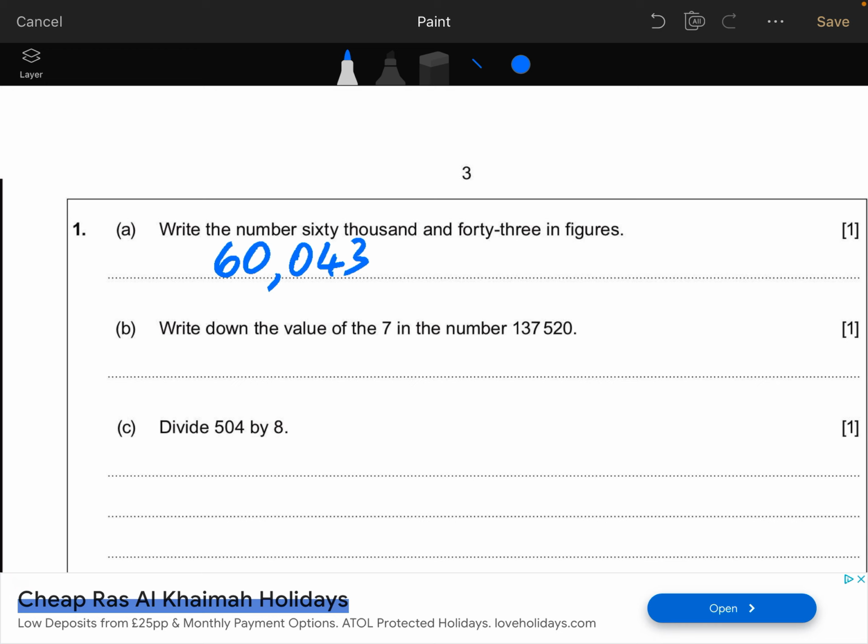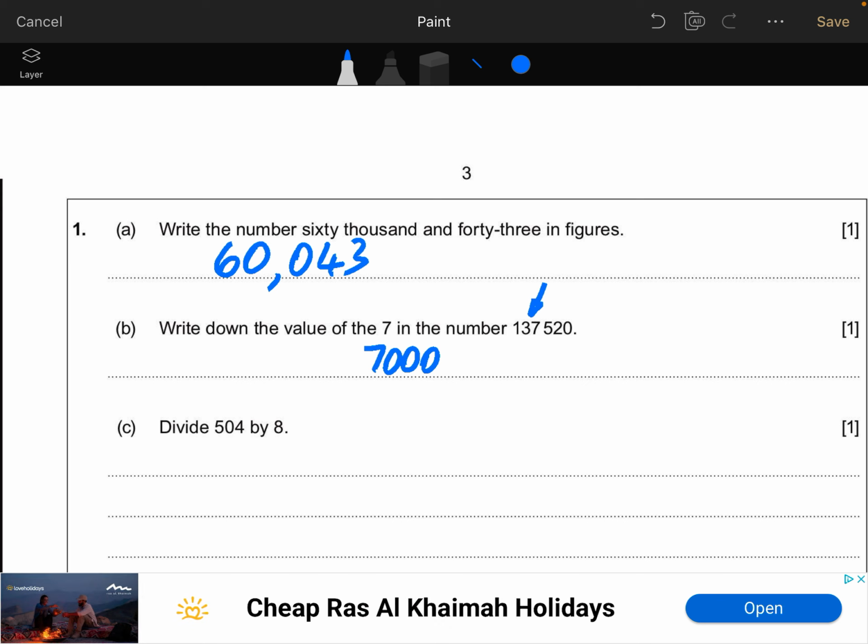Part B, write down the value of the 7 in the number 137,520. Well, we can see the 7 is there and it's in the thousands column. So this is 7,000. You could write that in words, but there is no need. That would be perfectly adequate to get you the mark.